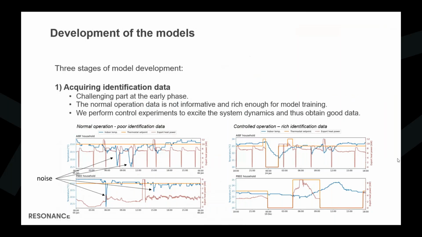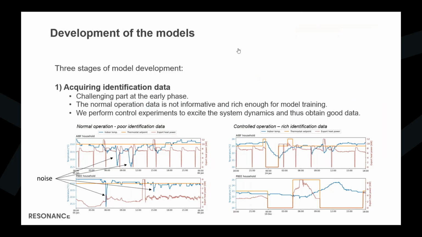So in order to develop the resource manager, we need to develop each component, from the optimizer to the components of the heat pump model. When it comes to the model development, the whole process can be divided into three stages. The first stage is acquiring the identification data. This can be one of the most challenging parts, especially in the early phase of the commission.